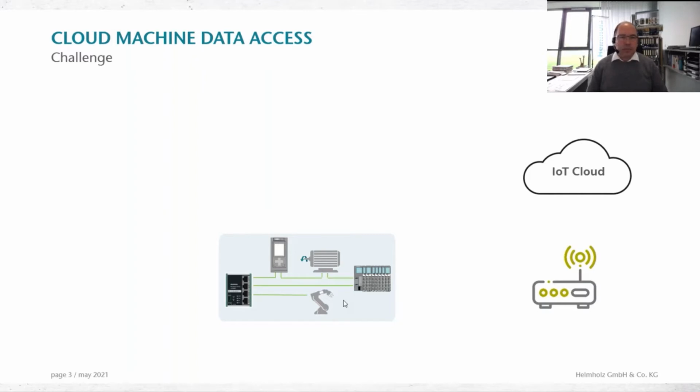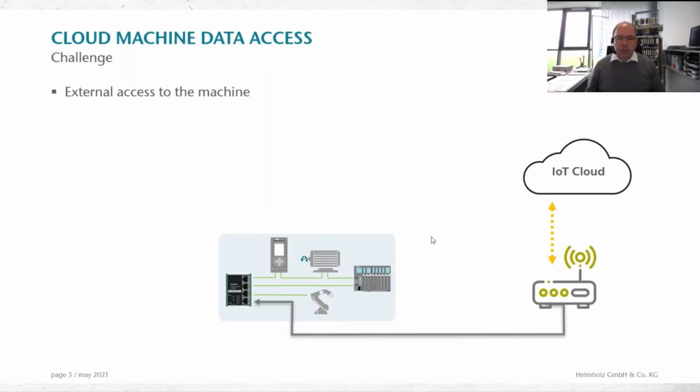One typical approach, and also a challenge, is to have an external access. The typical approach is to get an edge device, like this device here on the right side, and put it in the machine or on top of the machine at the end customer, connect it to the machine, collect the data, and send it to the cloud. So this is a typical edge device approach.